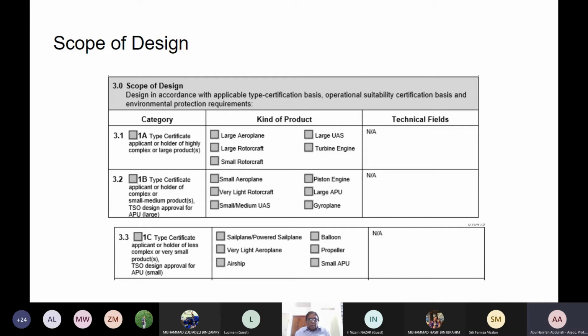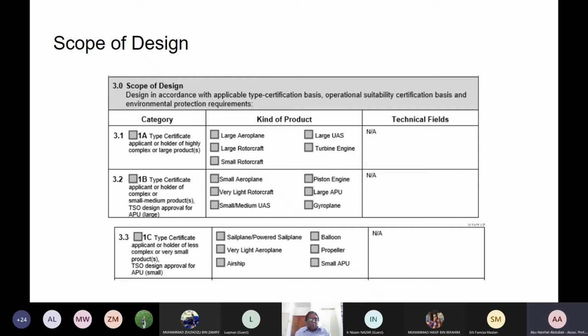If we look at 1A, type certificate 1A is large aeroplane, large rotorcraft, small rotorcraft, large UAS, and turbine engine. If you go for that kind of product, you apply for 1A. If you apply for a large unmanned aircraft system like the Predator, for example, or the Anka, it would go into the large UAS. So you have to apply for 1A large UAS.